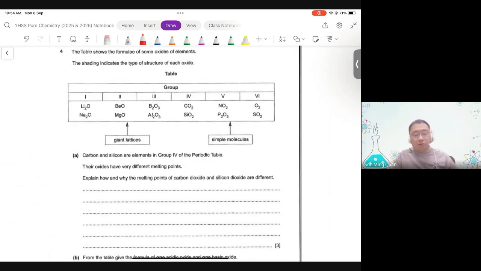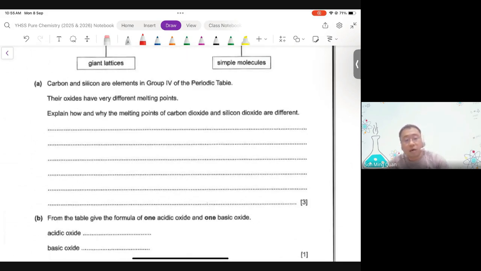It's about CO2, carbon dioxide, and silicon dioxide. Why are their melting points different? How do you answer such questions? The first step is always to identify the structure. CO2 has a simple molecular structure. You must write this even though there are no marks for this, because this anchors your thinking.